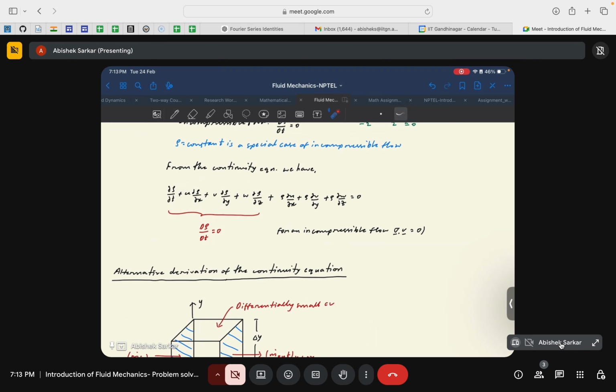So whether or not the flow is steady or unsteady, this term where del dot v equal to 0 signifies that the flow is incompressible. If you are able to state that your del dot v equal to 0, it essentially means that the flow is incompressible, irrespective of whether the flow is steady or unsteady.